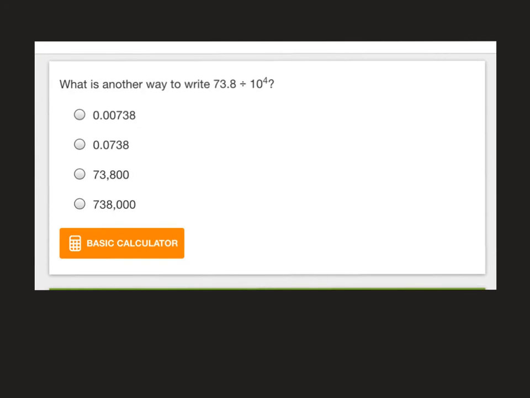On this question, it's just a quick one. It's also a power of 10 question. It shows you that you're starting with 73.8 and you are dividing. So remember, when I'm dividing by a power of 10, I know my decimal is going to move to the left and the exponent is telling me how many times.